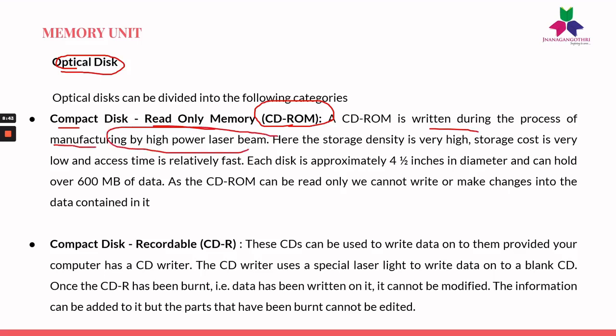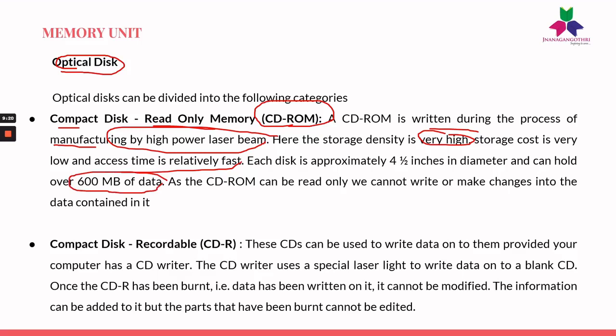With a high power laser beam, while manufacturing the CD-ROM, we write on it. Here the storage density is high and the storage cost is low. Access time is relatively faster. Each disk is approximately 4.5 inches in diameter, that is we are talking about its dimension, and stores around 600 MB of data, which is low compared to the current storage devices.